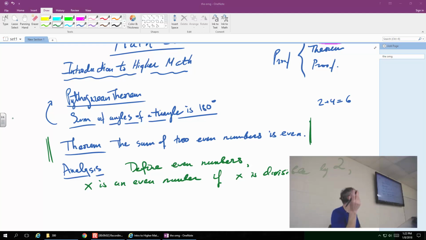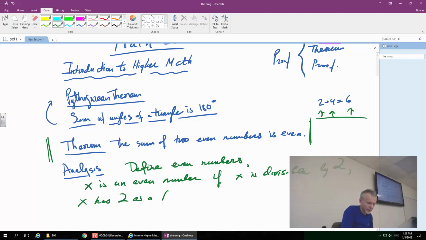So what does it mean? Divisible by 2. What do they have in common? These three. 2 is the factor. That's one way to put it. Okay. 2x has 2 as a factor.